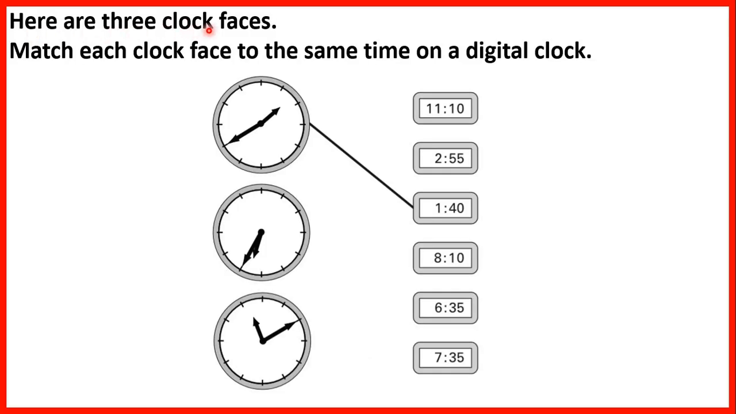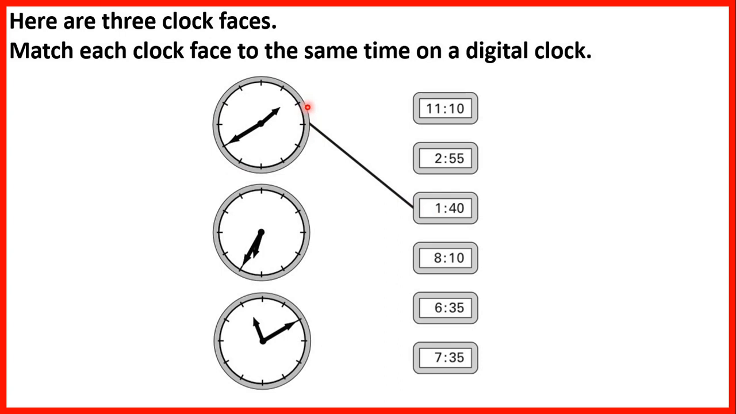Here are 3 clock faces. Match each clock face to the same time on a digital clock. So we have clock faces, but this question is tricky because the clock faces don't have the numbers written on. But if we remember that we have 12 at the top and then the numbers 1 to 11 around, what we could do is write the numbers on the clock.